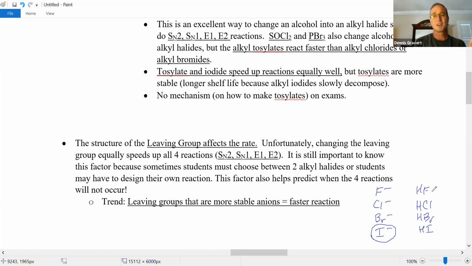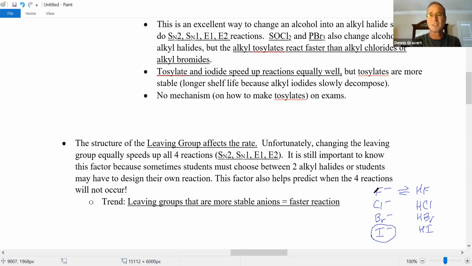Fluoride, though, no. Fluoride's like, I don't want to release H+ so much, because once I'm F minus, I might want to grab it back. It's a weak acid. Fluoride ions are somewhat basic, weak bases. That makes them terrible leaving groups. Like they don't want to leave. They don't want to break the bond.